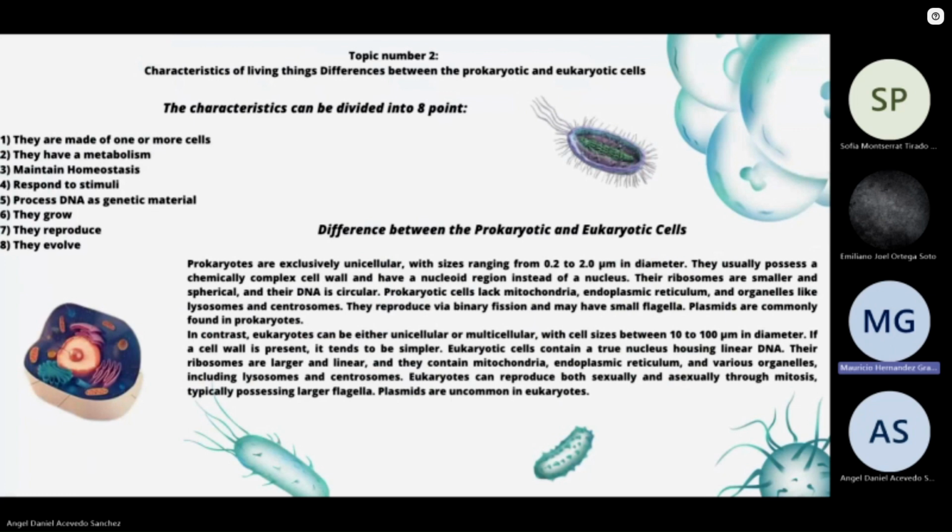In contrast, eukaryotes can be either unicellular or multicellular. If a cell wall is present, it tends to be simple. Eukaryotic cells contain a true nucleus housing linear DNA. Their ribosomes are larger and linear, and they contain mitochondria, endoplasmic reticulum, and various organelles, including lysosomes and centrosomes. Eukaryotes can reproduce both sexually and asexually, through mitosis. Plasmids are uncommon in eukaryotes.